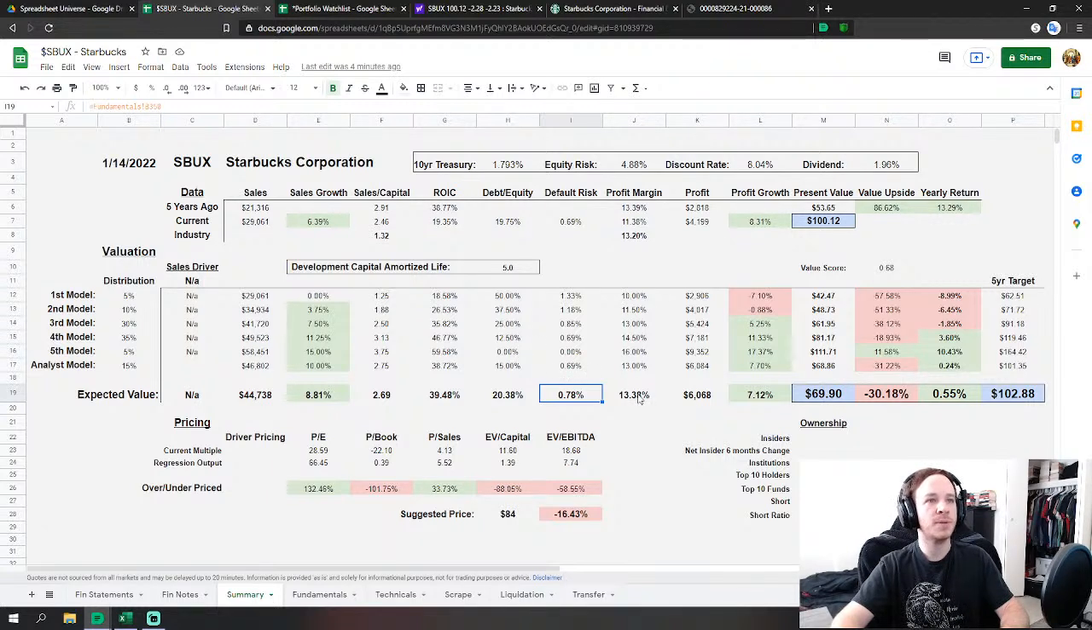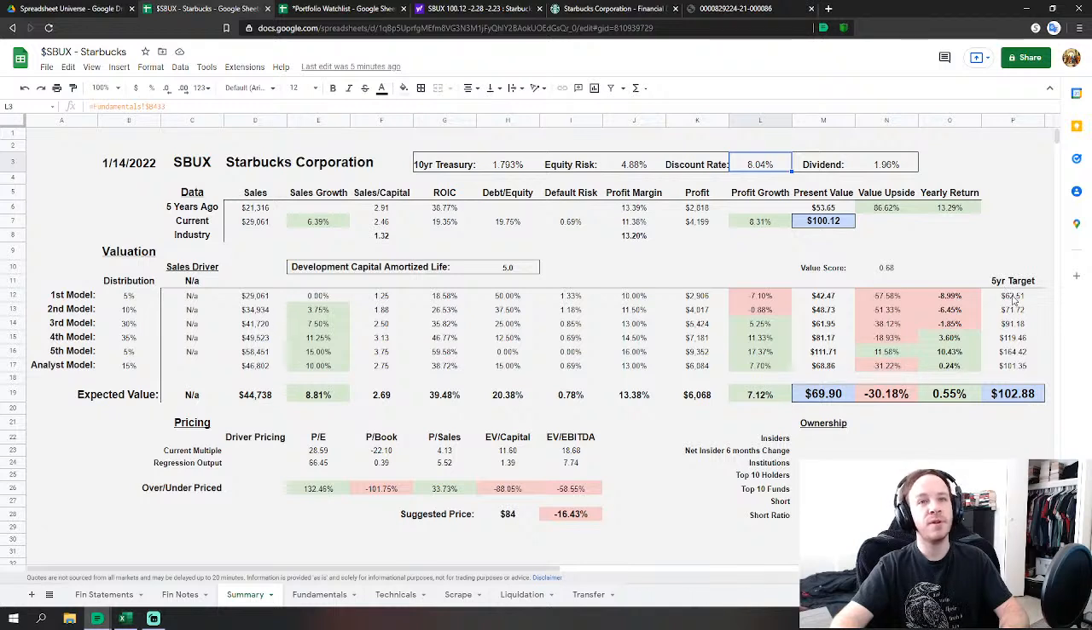We have margin expectations of anywhere from 10 to 16% in the 5-year forward period on an expected basis, around 13.5 or so percent. Which gets us profit expectations in the 5-year forward period of anywhere from $2.9 billion in a worst case scenario to possibly $9.3 billion on an expected basis, around $6 billion. This compared to the discount rate that we are using for the company gets us a present value expectation of around $69.90. Nice. Which is 30% overvalued compared to the current share price.